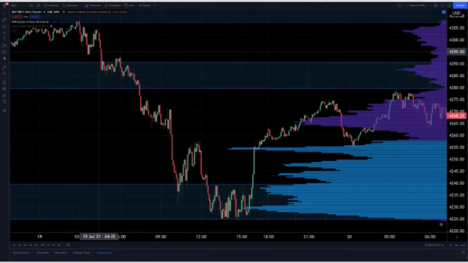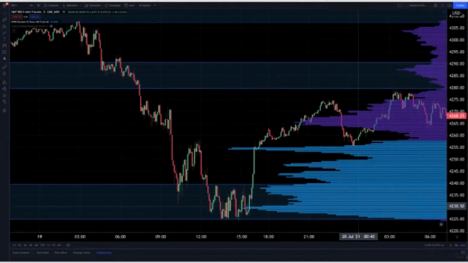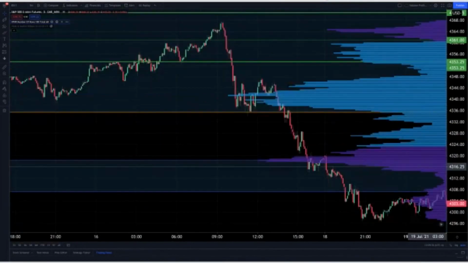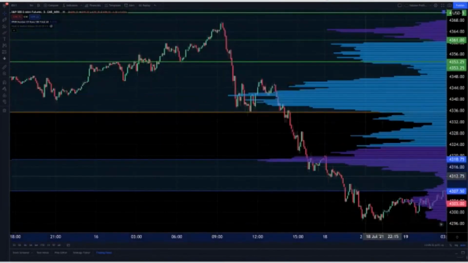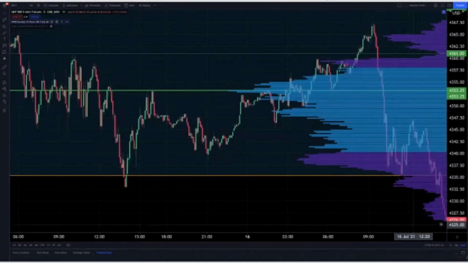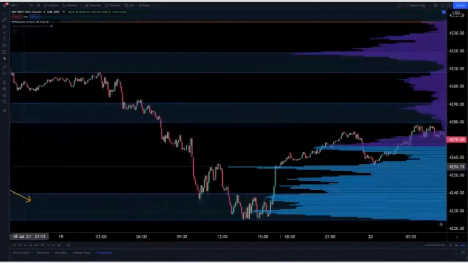I said that there's a good likelihood that we'll go all the way down to 4225. Now, this didn't exist then. It looked not even like that. It looked even worse than that. It looked like there wasn't anything there. We were here. There wasn't anything below. So it wasn't until we moved down there that we had that node.